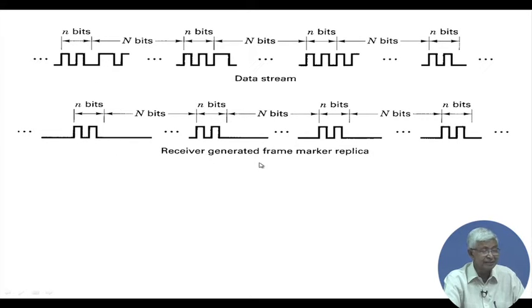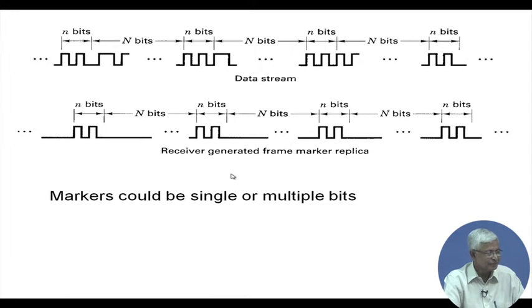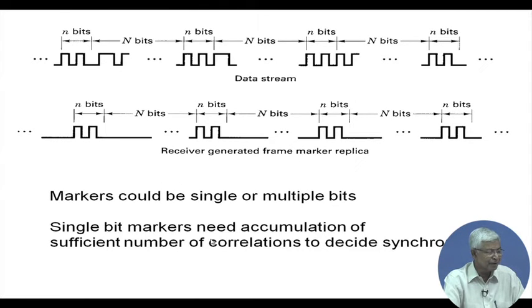So, the receiver generates a local frame marker replica, and with that it tries to lock. The marker could be a single bit, or it could be multiple bits, as we said. So, let us see the advantage of a single bit marker. If I have a single bit marker, then I have to keep watching across many such markers to find out whether the markers have come correctly or not. Therefore, a single bit marker needs accumulation of a sufficient number of correlations to decide whether synchronization has occurred.